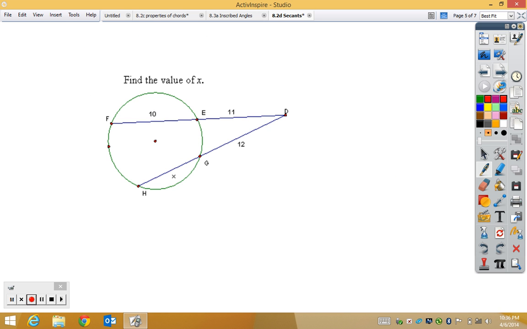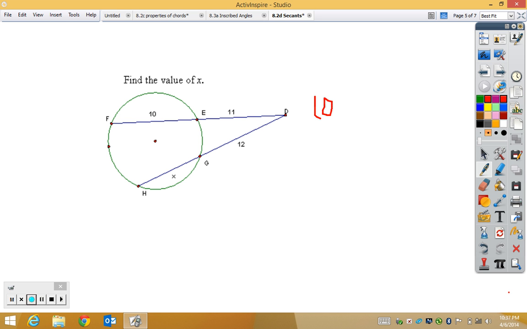Now we'll look at an example. We want to find the value of x, and so this is using the first theorem. The product of the external segment and the whole segment equals the product of the external segment and the whole segment of the other one. So we set those equal to each other.